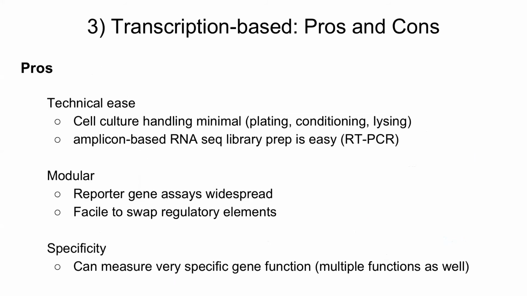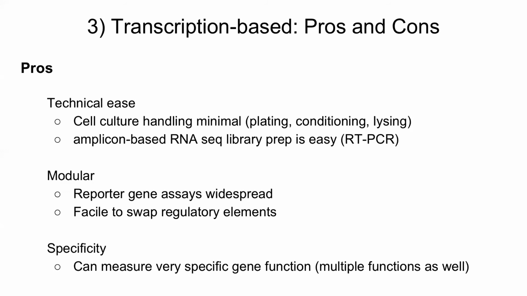So, like the past two categories, these approaches all have pros and cons. I would say the biggest pro of a transcription-based approach is the relative technical ease. Especially in a mammalian cell context, the cell culture handling is pretty minimal. It's plating, and in certain cases applying some sort of selective pressure. You lyse the cells, and then from that point on, preparing a library for amplicon-based RNA-seq is pretty trivial. Use a gene-specific reverse transcriptase primer, and then PCR, and throw it on the sequencer.